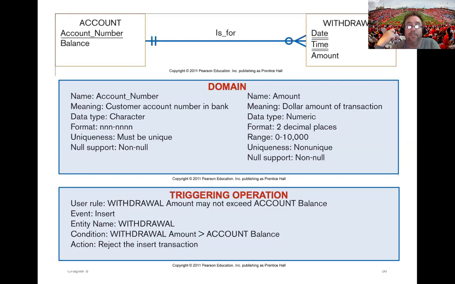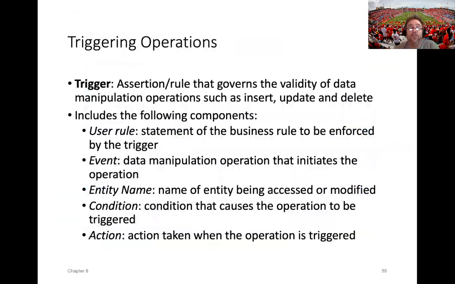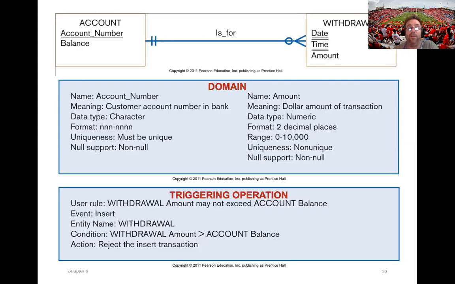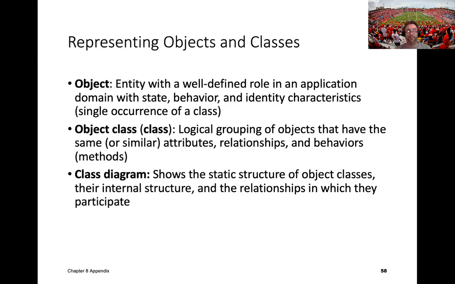So the entity name is withdrawal. That's the name of our entity type. Our condition: where the withdrawal entity type amount attribute value is greater than the account entity type balance attribute value for my account number. In that situation, I am going to reject the insert transaction. So you can see I am governing the validity. I am not going to allow things to happen that I am not going to allow to happen. And this is one of the ways that I would do it. Kind of makes sense. Okay, good stuff.